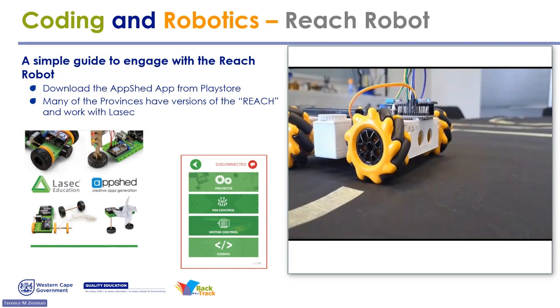And basically what happens there is you can control sensors. You can have a look at the temperature. You can make the car stop because it picks up sensors. So ultrasonic sensors will work on pins, say from pin four to pin nine, and you can be playing around with regards to the reach robot. So that is also designated more for the primary schools of the intermediate phase. That is what we're hoping to use there.